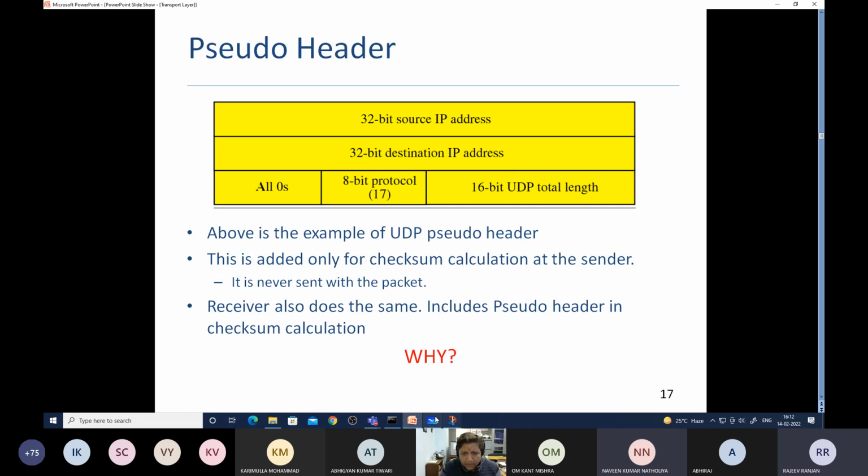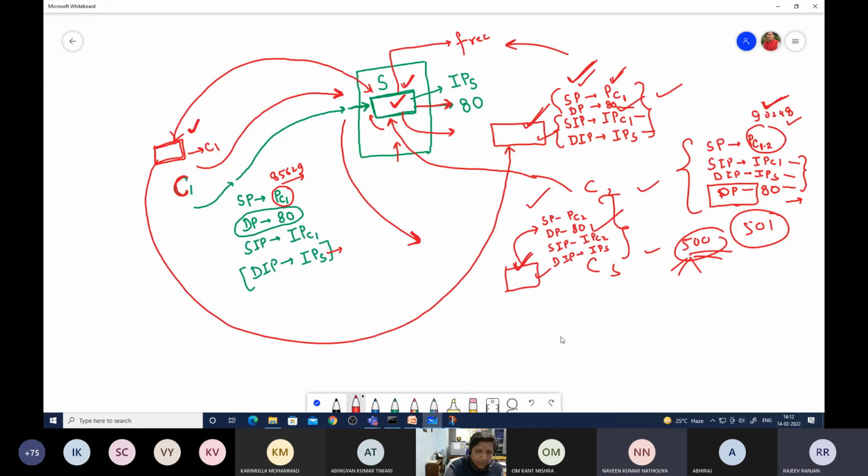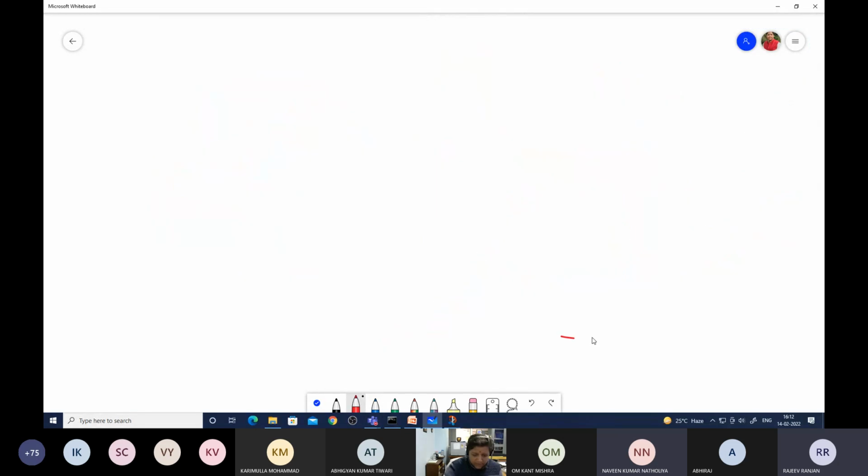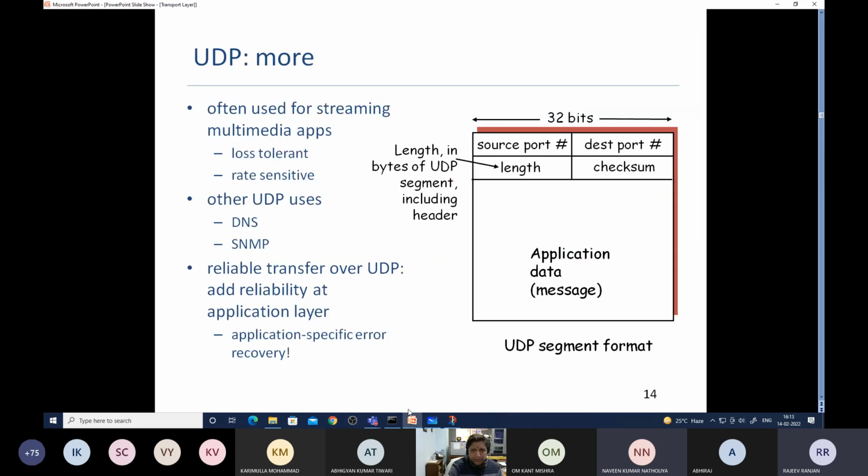Please be with me, it's important. The packet is simply this: the UDP header, then the application header and application data. The UDP header has the fields I showed you in the slide: source port, destination port, length, and checksum. So there is no pseudo header field in the packet.